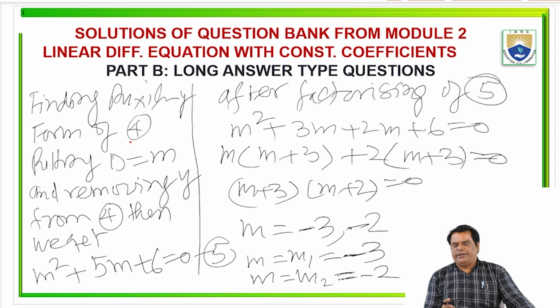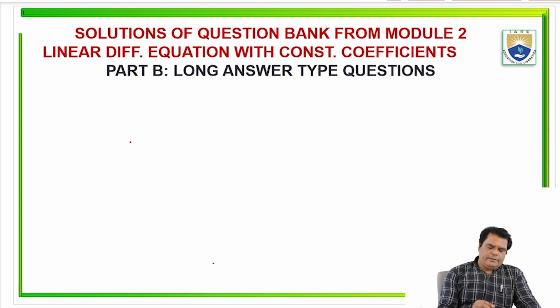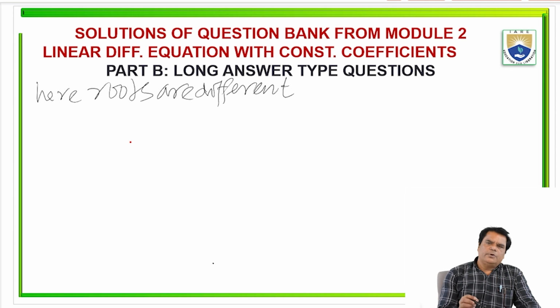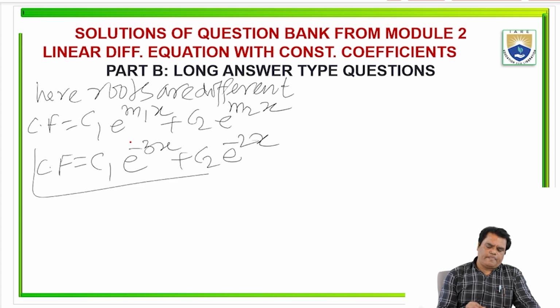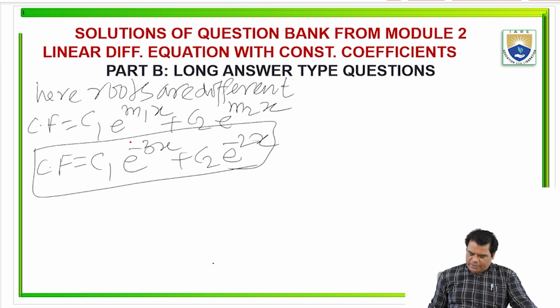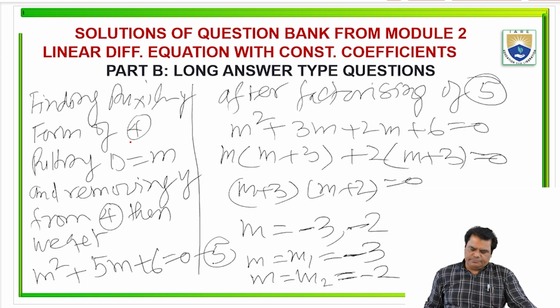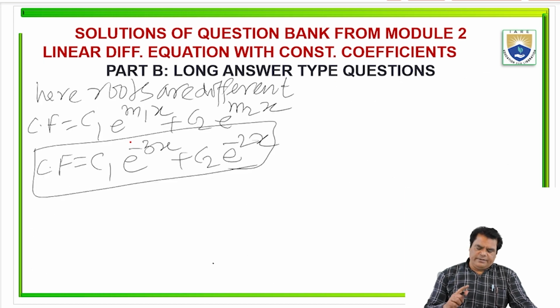So here the roots are different. So we apply the formula for CF: C1 e to the power m1x plus C2 e to the power m2x. So C1 e to the power minus 3x plus C2 e to the power minus 2x. This is the CF, the complementary function of the given question. So this is equation 7.